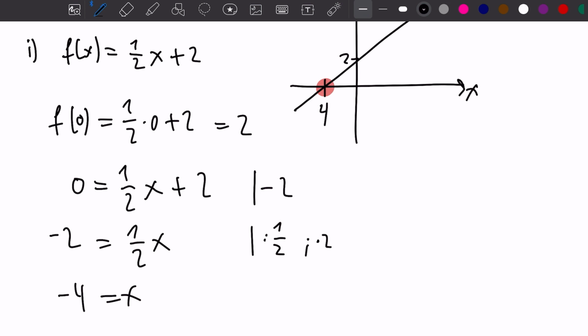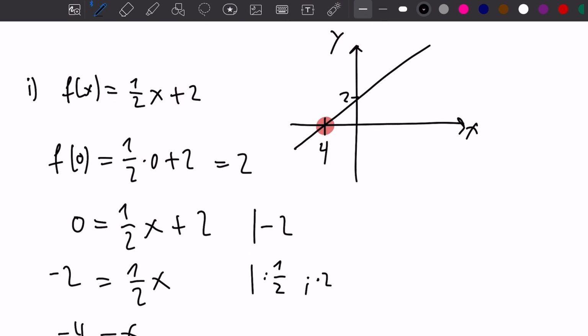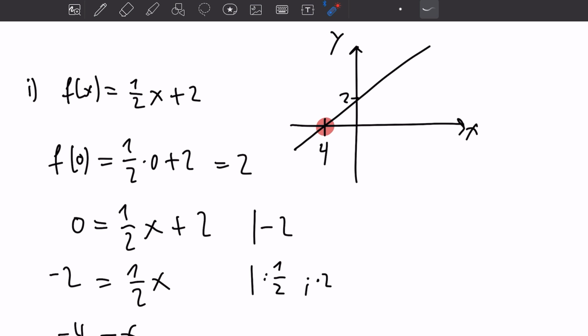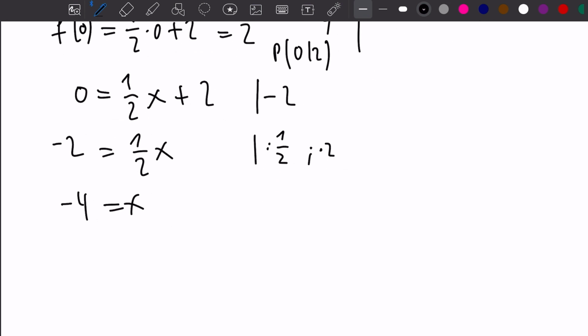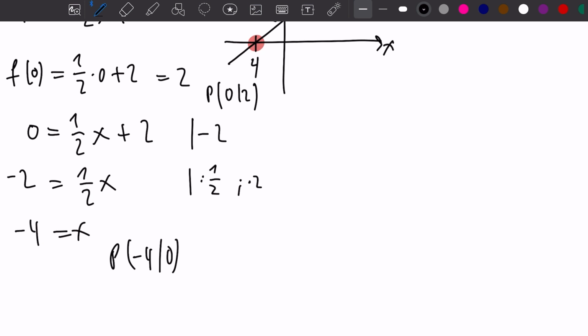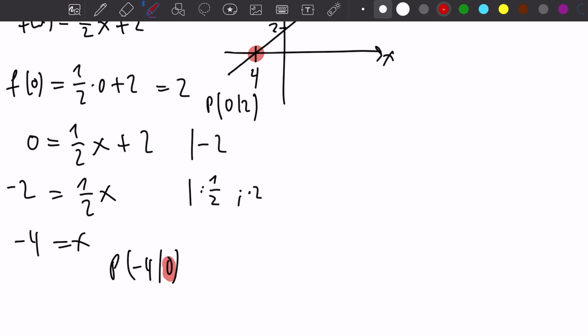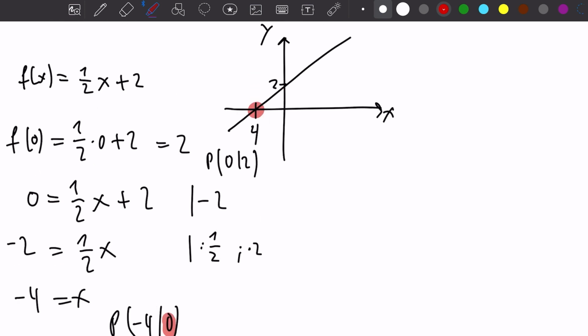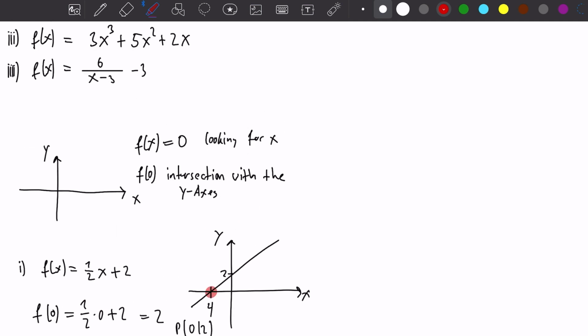And yes, so for this here, the point is at 0, 2, and this point here is at -4, 0. Because the y is 0 here, because we are on the x-axis. And yes, let's go further on with this one.